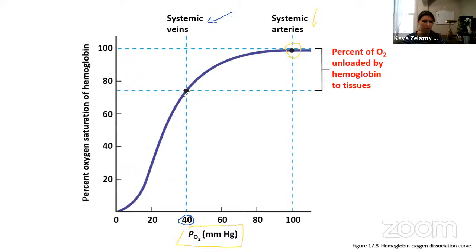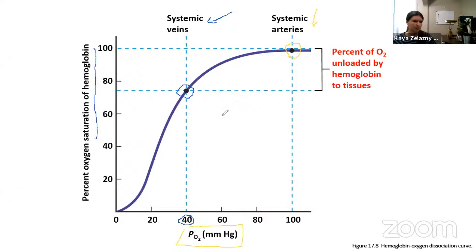Our hemoglobin is about 75% saturated with oxygen. So those 2 points are the example we just looked at. So what we can see from this curve are several additional facts about the relationship between oxygen and hemoglobin. Up here at the top, we have highlighted how much of the oxygen is unloaded by hemoglobin to the tissues, which is the difference between the systemic and the venous saturation of hemoglobin. That's what's on our left.